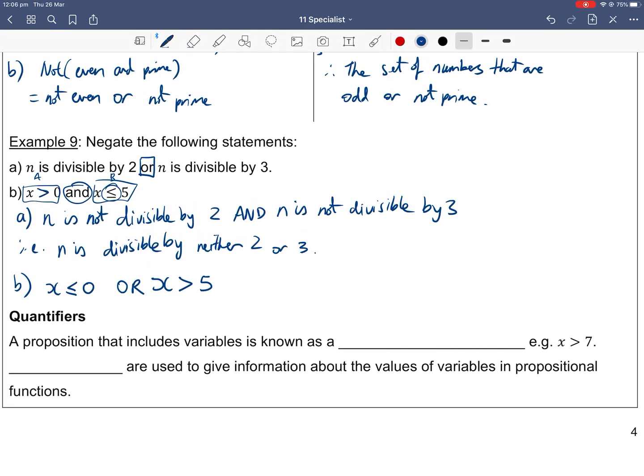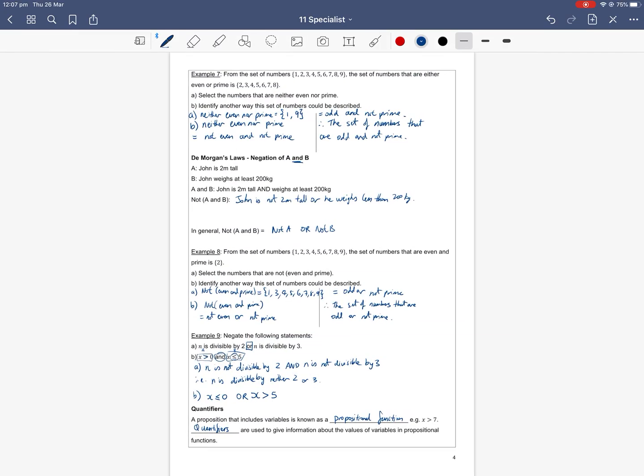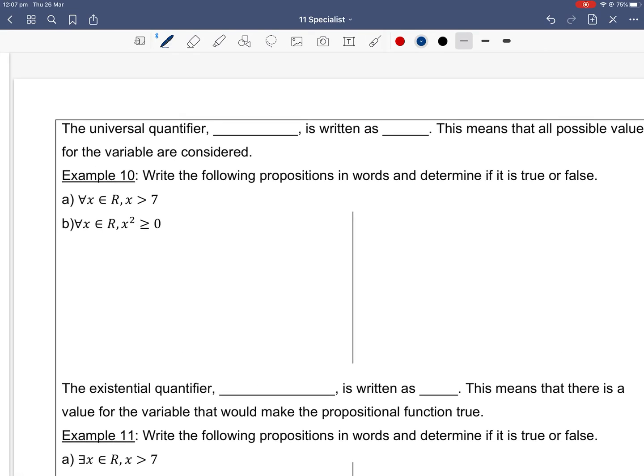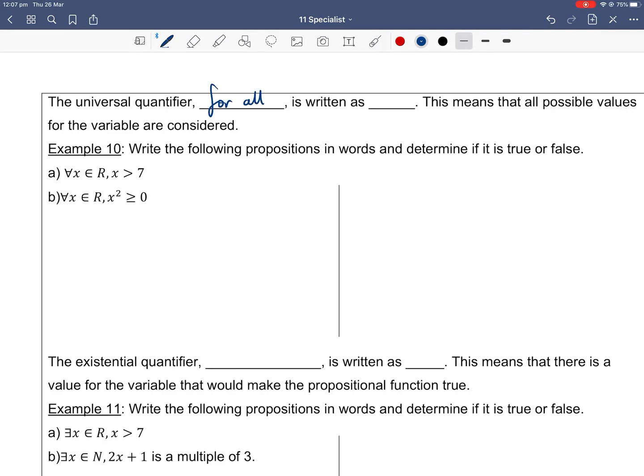Now we're going to introduce a few more terminology and symbols. A proposition that includes variables is known as a propositional function. For example, x is bigger than 7. It's got a variable x and it's got a statement, bigger than 7. Another terminology, quantifiers, are used to give information about the values of variables in these propositional functions. Specifically, we've got a universal quantifier, which says "for all", and it's written with this fancy symbol which looks like an upside down A, literally.